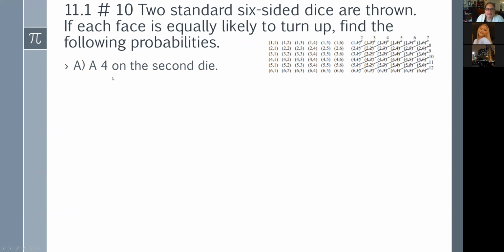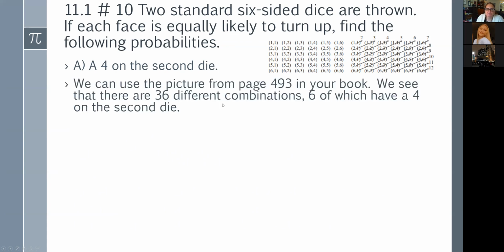So part A is the probability of getting a 4 on the second die. I'm going to be looking at this column right here. We're going to use the picture from page 493 in your book. There are 36 different combinations, 6 of which have a 4 on the second die. So the probability of getting a 4 on the second die is 6 out of 36, or 1/6.